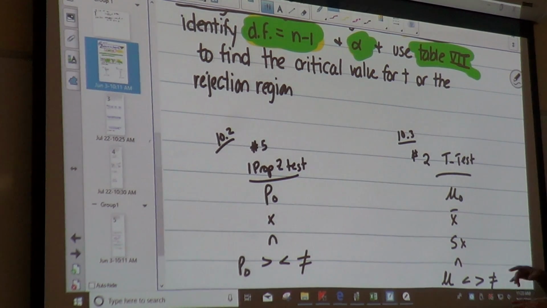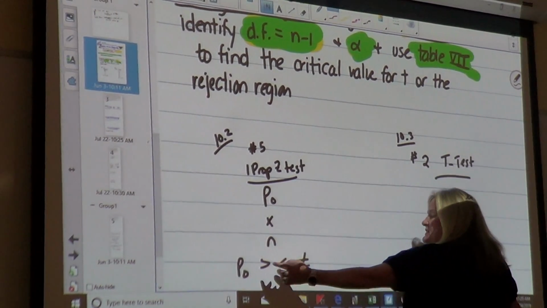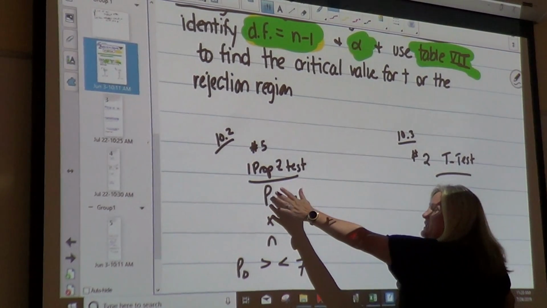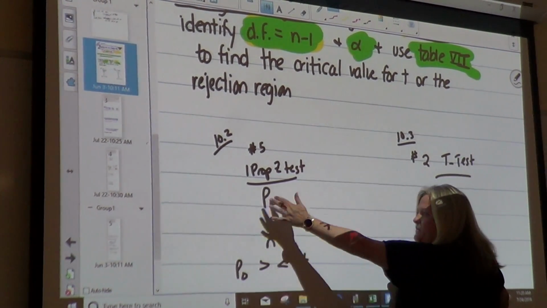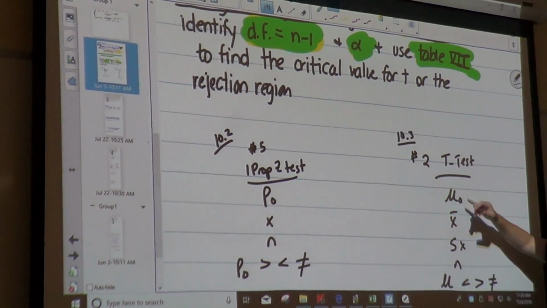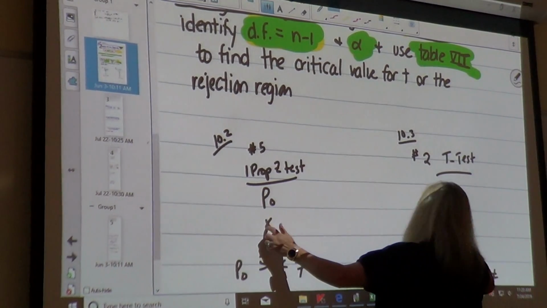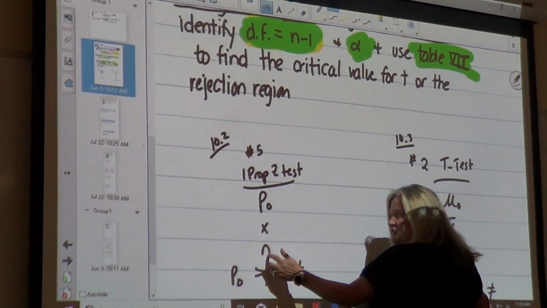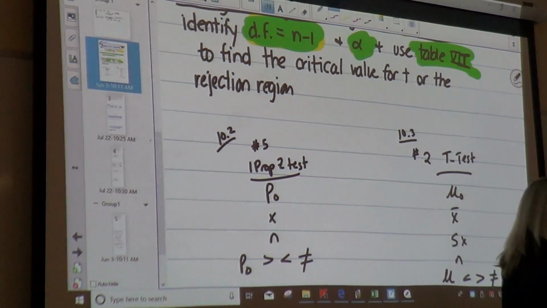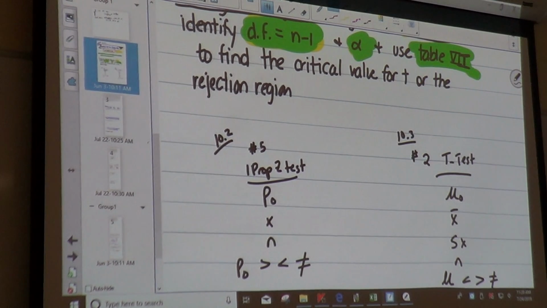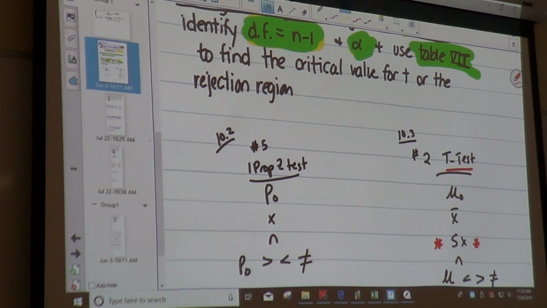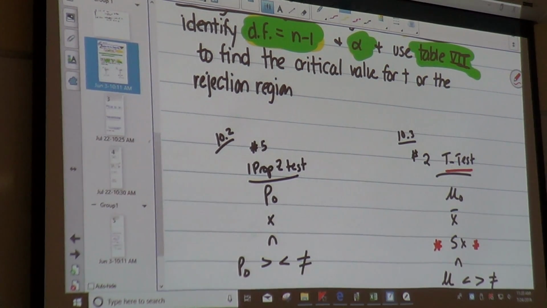All right, we're still going to have to choose, is it left, is it right, is it not equal? So you're still going to have to choose one of those. In 10.2, we were talking about p's. In this one, we're going to be talking about, okay, different letter. This was x, where this is x bar. They both have an n. So just like we were doing last time, the difference between a z and a t is going to be that standard deviation. So if it has a standard deviation, we know that we're going to be doing a t-test. That standard deviation is the main difference between the two.